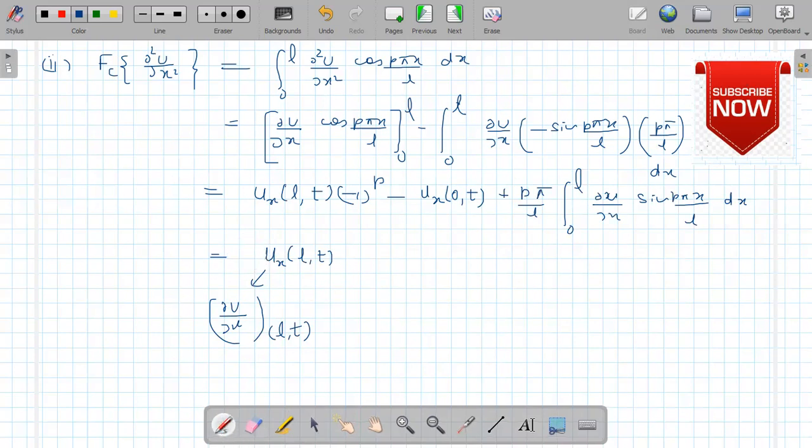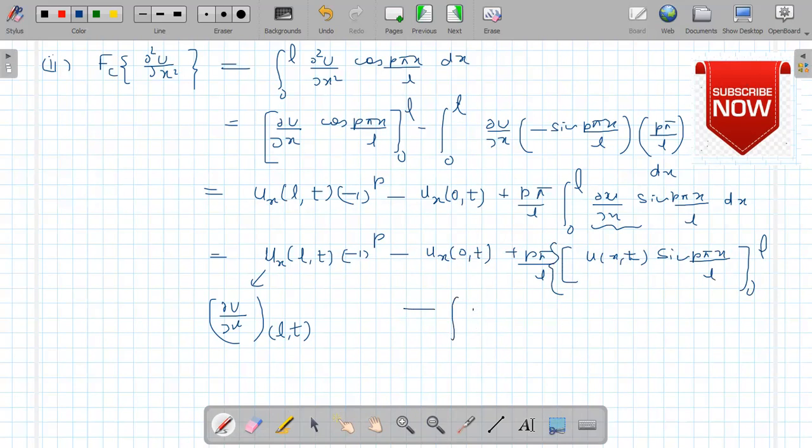This is u, minus 1 raised to the power p, minus u(x,0,t) plus p pi over L u(x,t), integration of this, and this function is as it is from 0 to L.